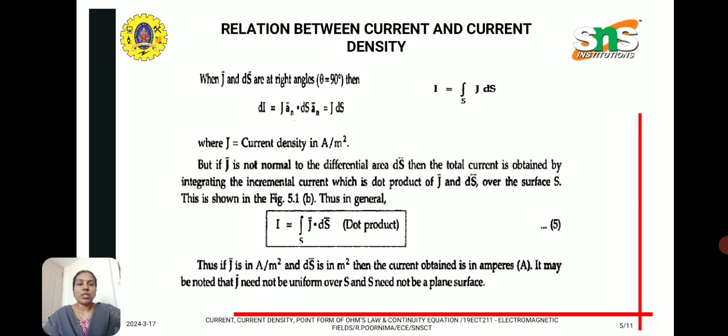If J is not normal to the differential area, then the total current is obtained by integrating the incremental current. So we can write I equal to the integral over the surface of J vector dot ds vector. It is a dot product. It may be noted that J need not be uniform over S and S need not be a plane surface.